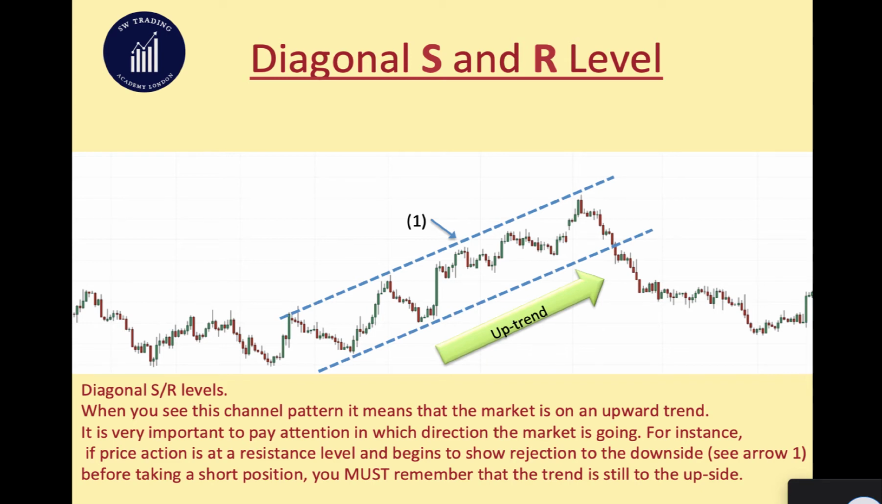It's very important to pay attention to which direction the market is going. For instance, if the price action is at a resistance level and begins to show a rejection to the downside, as in the number one example here, this arrow here, before taking a short position you must remember that the trend is still to the upside, okay? What does it mean? This is where a lot of traders make mistakes, okay?